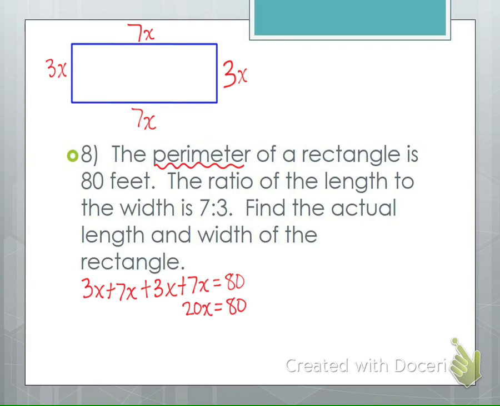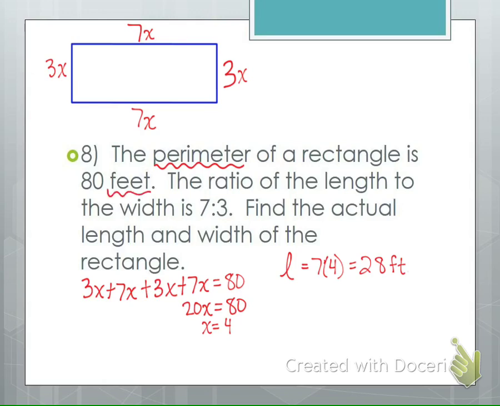Do we have questions about how we got here? Okay. Then we can keep going. To solve for x, I would divide. x equals 4. Am I done? No, I actually need to find the length and the width. So the length I'll call L. How would I find the length? 7 times 4 is 28. My units? Feet. Good. The units we found from the perimeter.